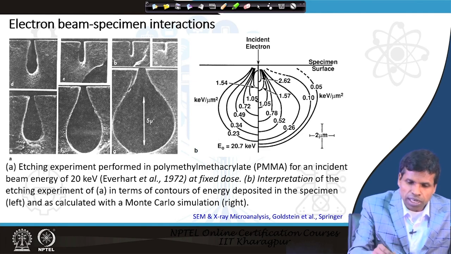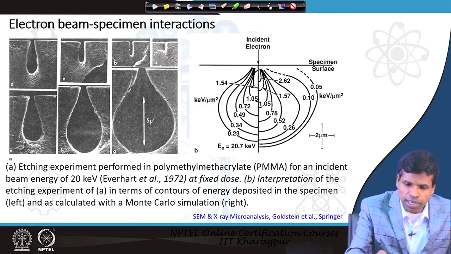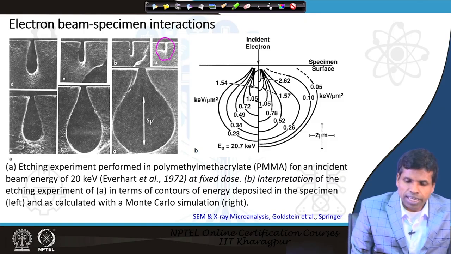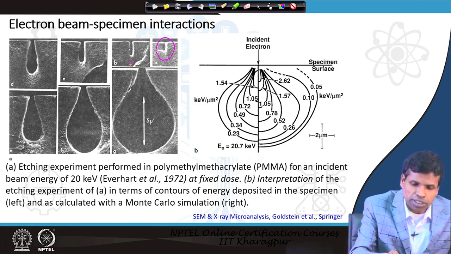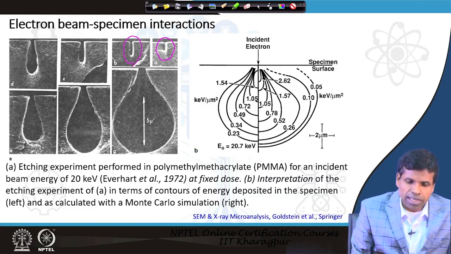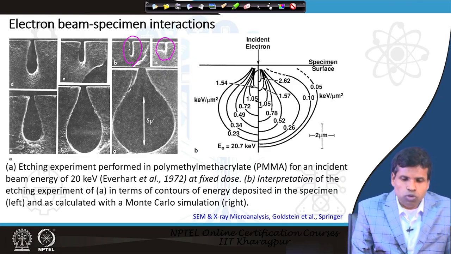As you see in A here, where the electron beam just strikes the sample, that place will have more molecular damage, and once you put this PMMA sample in the etchant solution, that part will quickly dissolve. And that takes an almost cylindrical shape. Then if we increase the duration of putting the PMMA sample into the etchant solution, slowly it will keep on dissolving more and more, because the etching rate depends on the duration.